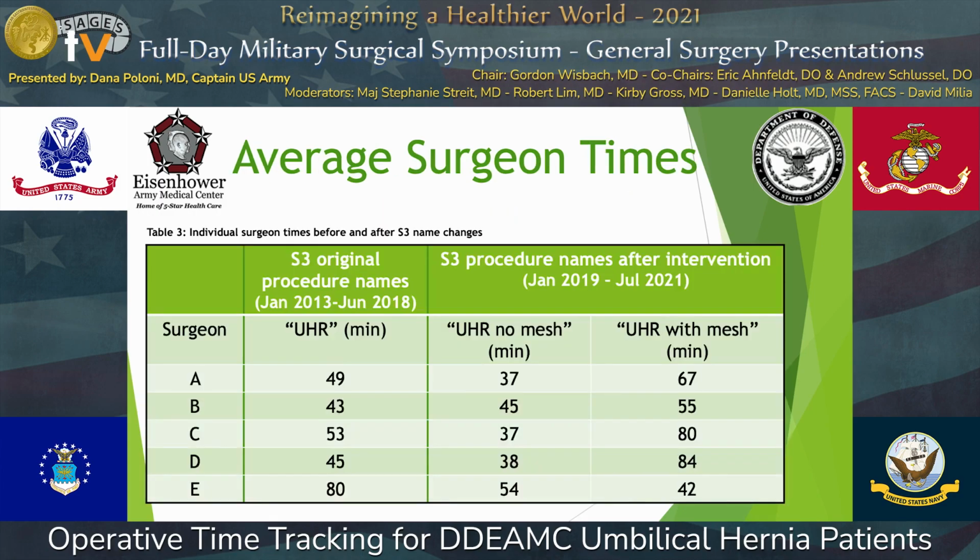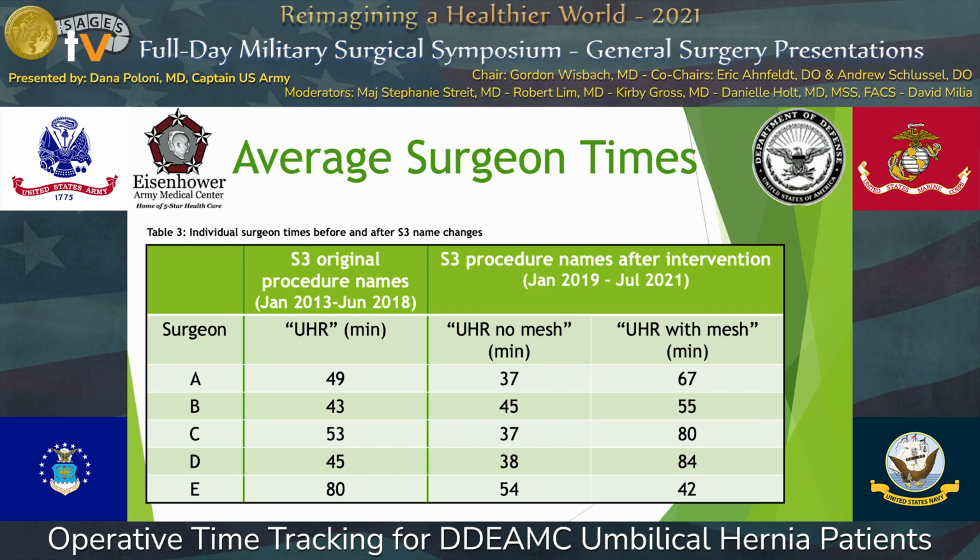So in January 2019, new S3 procedure names were introduced. These included umbilical hernia repairs with and without mesh. During this time, the general surgery department was encouraged to communicate with OR personnel as to when they were done with a portion of a multi-case procedure, so as to record more accurate HPTs.